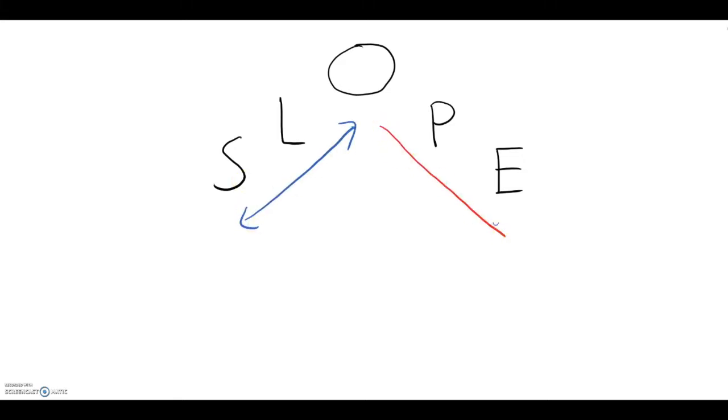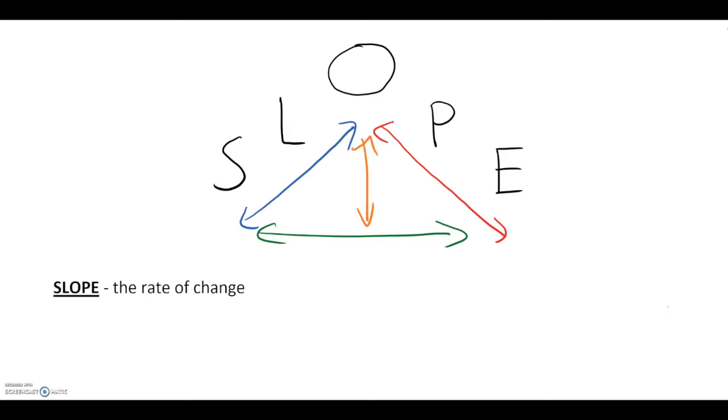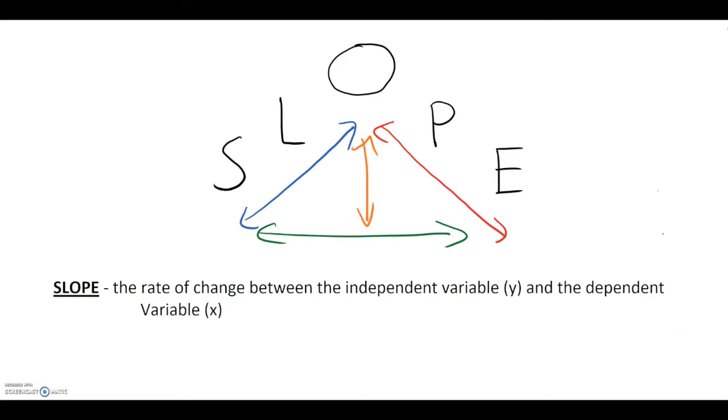This video will serve as a nice little review for the concept of slope. And slope we define as the rate of change between the independent variable, usually y, and the dependent variable, which is usually x. And more in line with what you might remember is that slope is usually represented by the variable m, and it is equal to the change in y divided by the change in x, or, more commonly, rise over run.